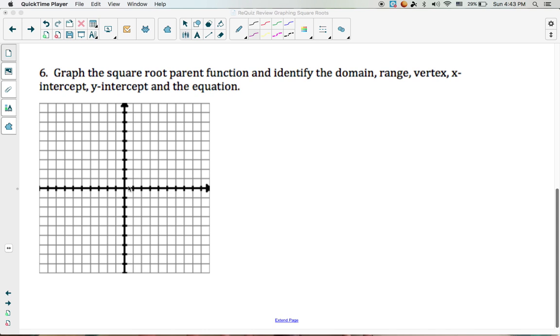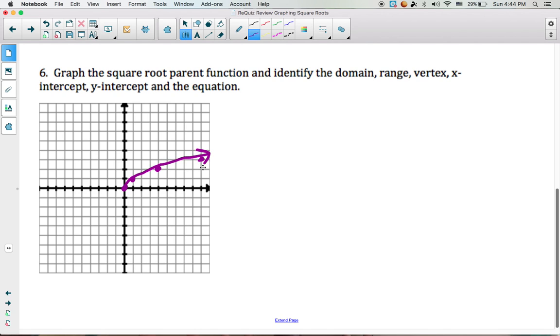The points would be 0, 0, 1, 1, 4, 2, and 9, 3. So there's our graph. And they want us to identify the domain, the range, the vertex, the x-intercept, y-intercept, and give the equation for the parent function.